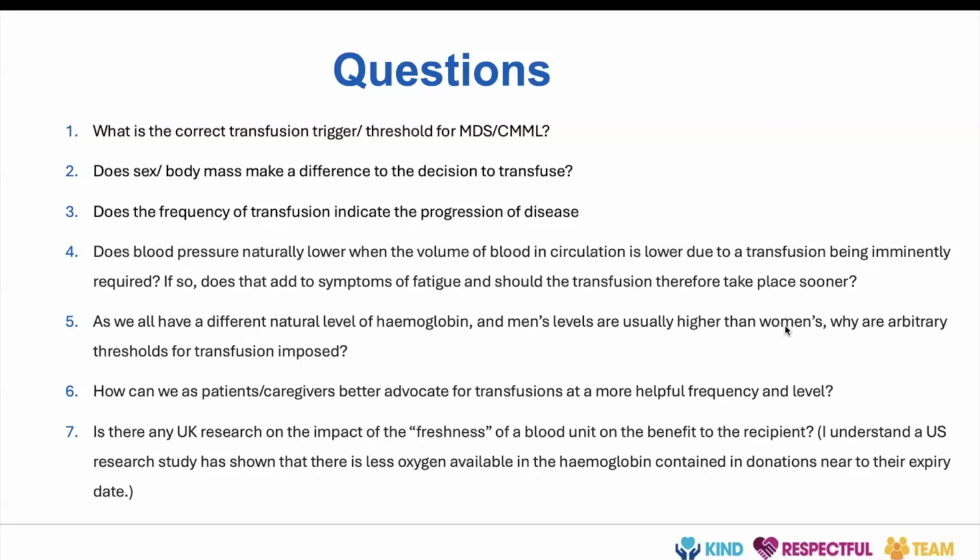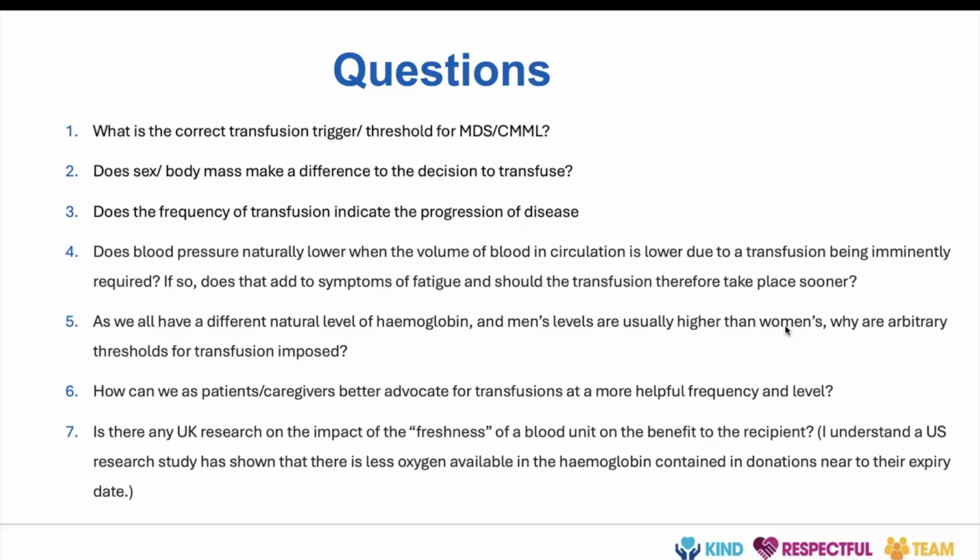Question 6, how can we as patients and caregivers better advocate for transfusions at a more helpful frequency and level? So that goes back to what I was saying about ensuring that you have appropriate documentation as to how the decision making of transfusion should happen for you. So it could be that you find it very difficult when you're breathless. So it could be that that's what's documented in your notes. If Mr. Smith is experiencing significant breathlessness, we might want to consider transfusion if the hemoglobin is around this number. We should always pair symptom with a number.